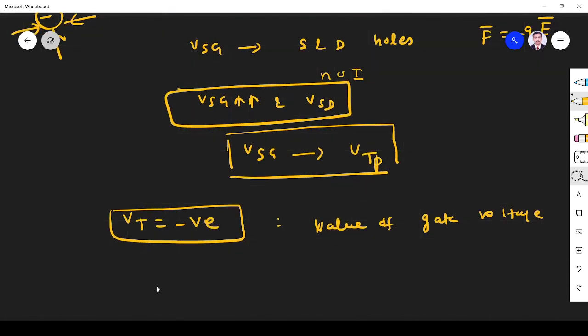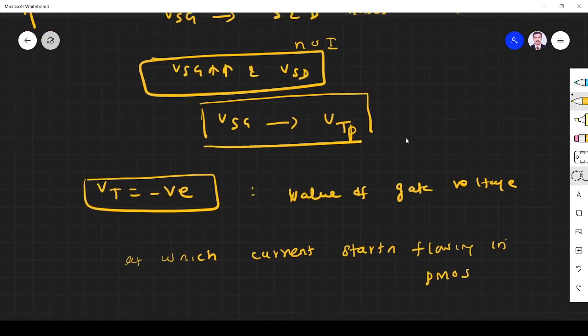at which current starts flowing in PMOS. That is known as VSG or VTP. It is a threshold voltage, VTP, right? So this is a very, very important point.